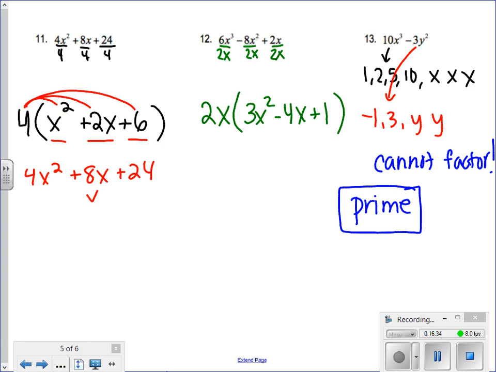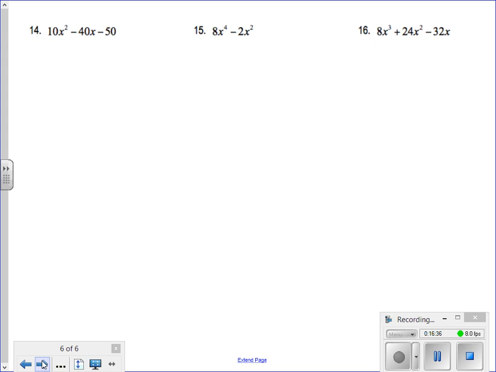Okay, only 3 more, just like before. If you're feeling confident, hit pause and then come back and listen if you need an explanation. So go ahead and hit pause now. All right, hopefully you've tried these 3 on your own. If you need some help, here's the explanation for 14 to 16.